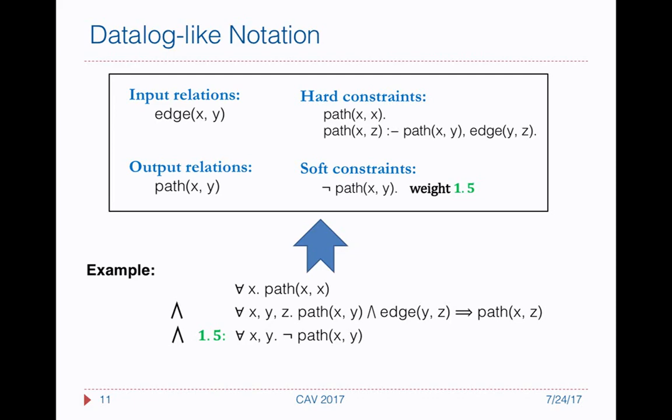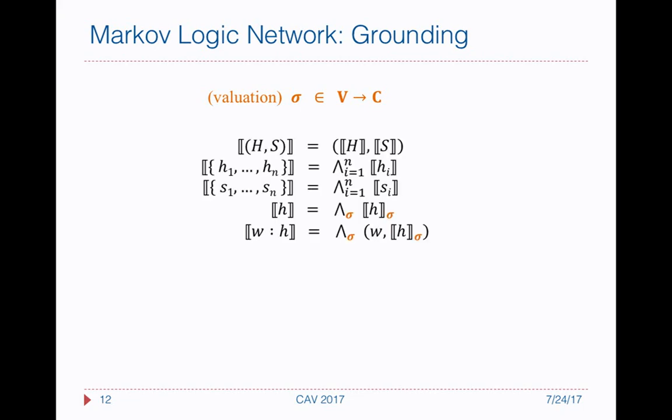Notice that the hard constraints now use this notation from Datalog, where there's a head and a body, but it is essentially syntactic sugar for this particular form that you saw earlier. So that was about the syntax that we'll use. What about the semantics? We have to somehow eliminate these quantifiers to reduce this to a MaxSAT instance. That process is called grounding. It's a fairly straightforward process. I'm going to define it using a valuation sigma from variables to constants.